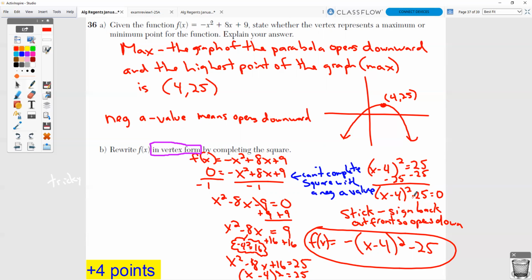Here's another tricky part of this one. Because the parabola opens downward, that negative sign that I took out at the very beginning, I have to stick it back in and put it out front to be the correct answer of negative, and then parentheses x minus 4 squared minus 25. Very, very hard bottom of the question. Everybody should be able to get this top question, but this bottom question is very, very difficult. 2 points for the top, 2 points for the bottom.